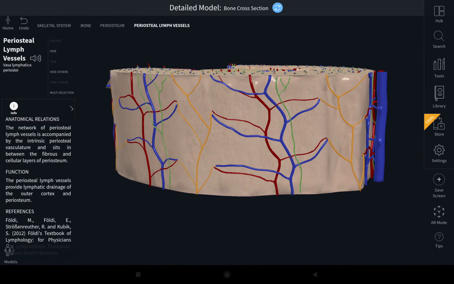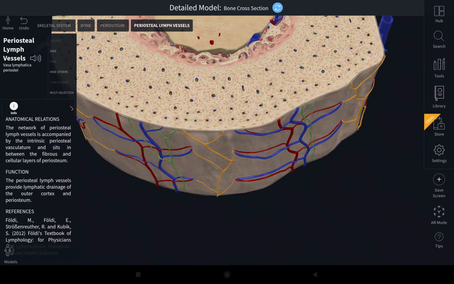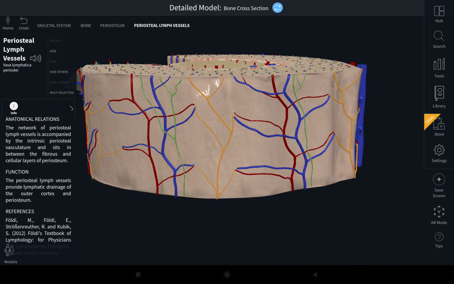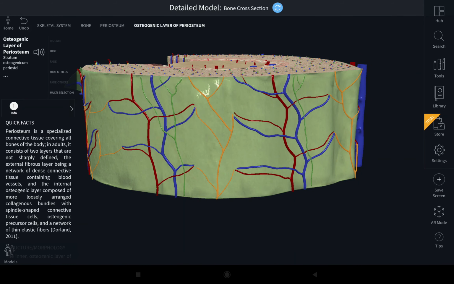Now, one by one, we'll remove them. We'll remove the osteogenic layer of periosteum. Now we see the osteogenic layer of periosteum.